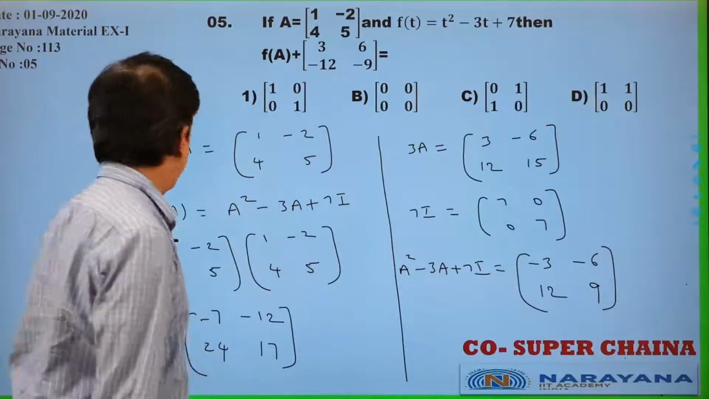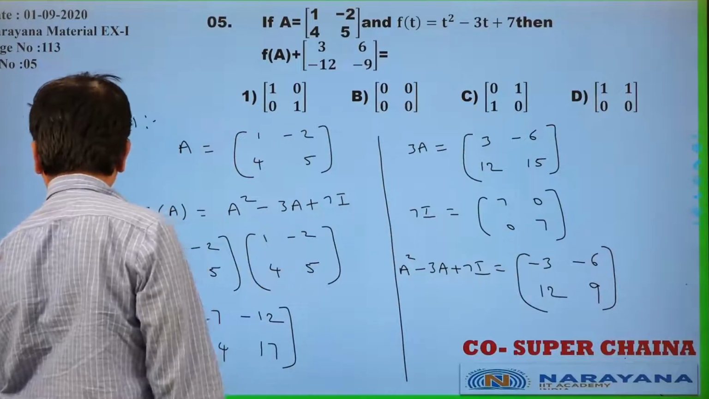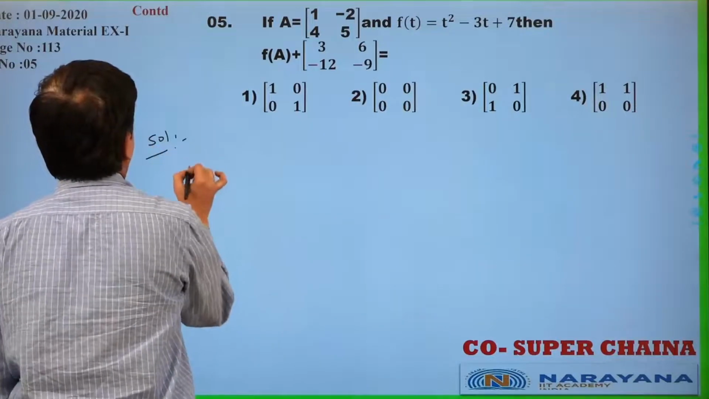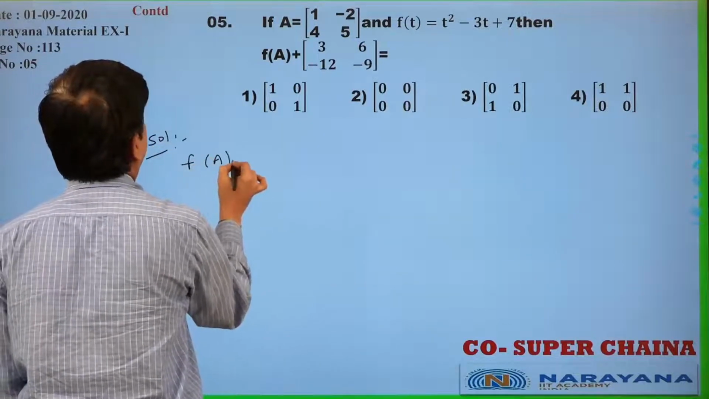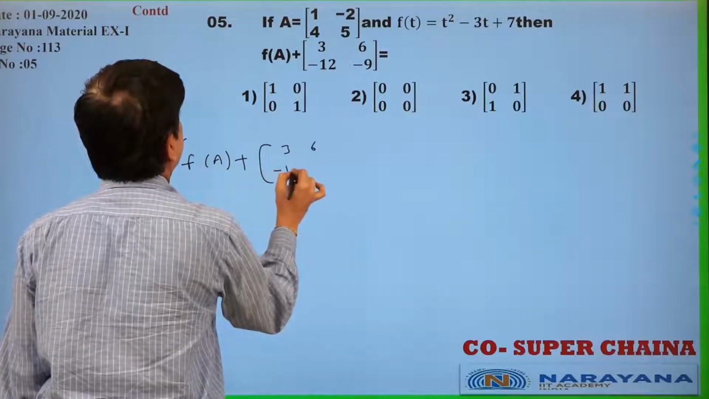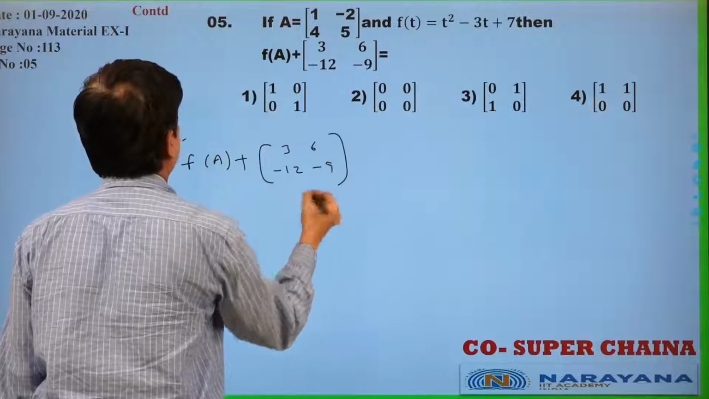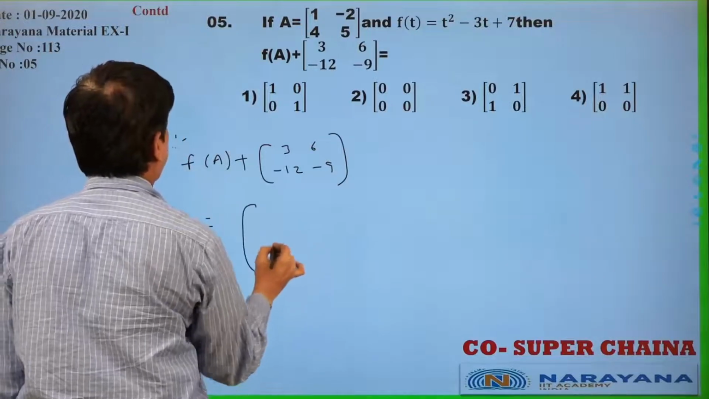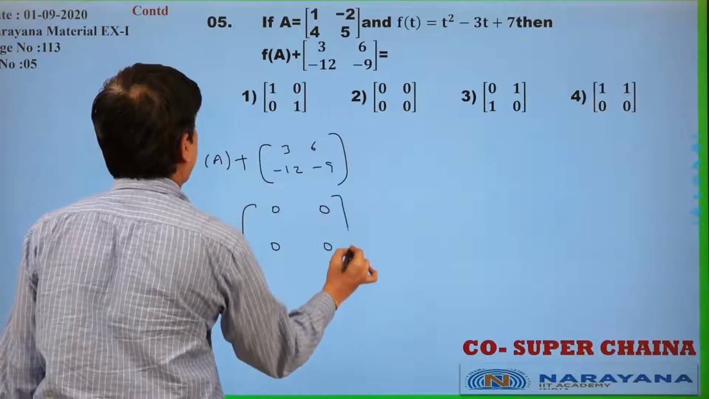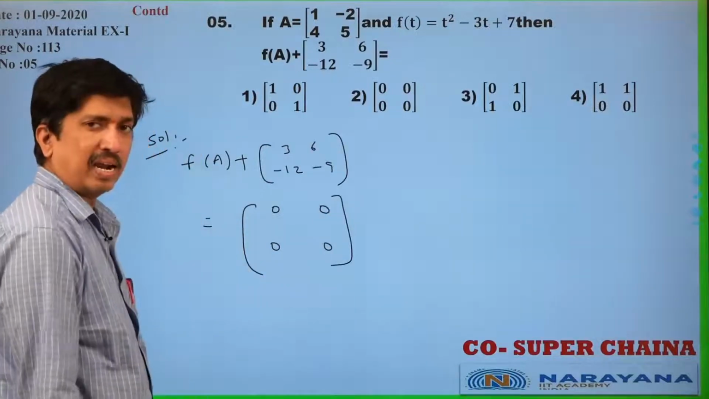Is it clear? Now let us write that. Now we require f of A plus [3, 6; -12, -9]. That is equal to what you will get? All are zeros only. Null matrix we are getting. Is it clear or not?